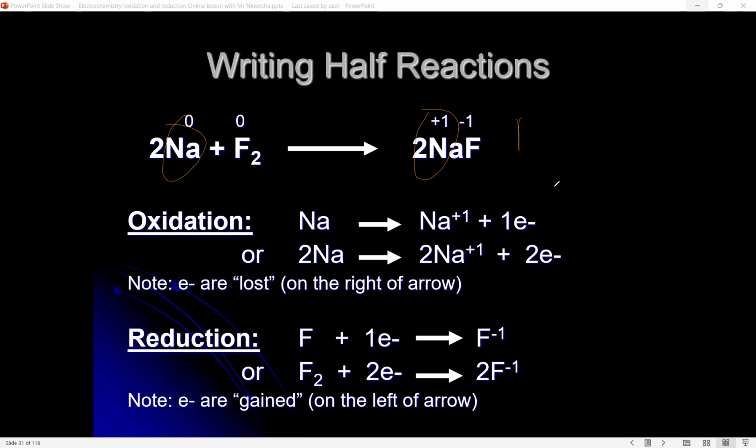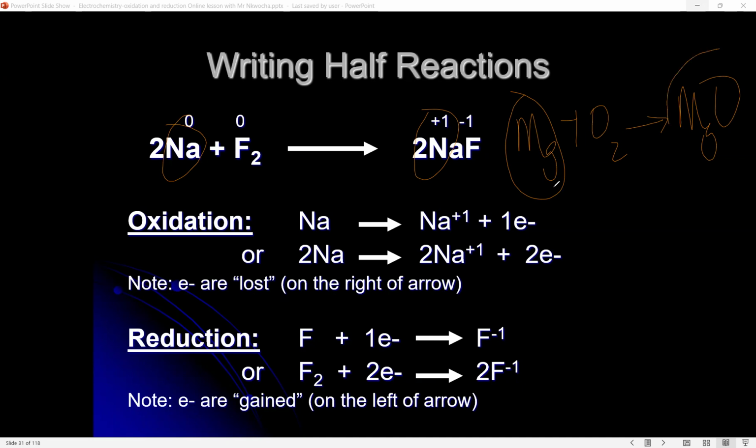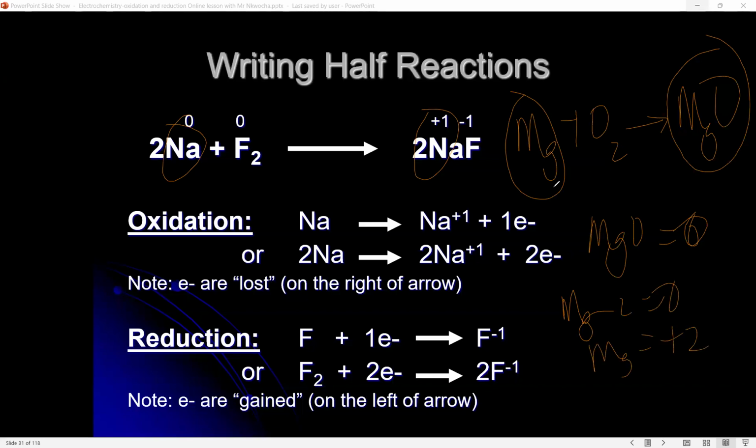Let me show you this one. Magnesium plus oxygen will give me magnesium oxide. Very simple. Magnesium is 0 here. This is a redox reaction. It's a combination reaction, right? Obviously, magnesium is 0 here. So let's calculate the oxidation state of magnesium here. MgO is equal to 0. We always know that oxygen is in group 6, so it's -2. So Mg - 2 is equal to 0. So Mg is equal to +2. So automatically, it has gone from 0 to +2.